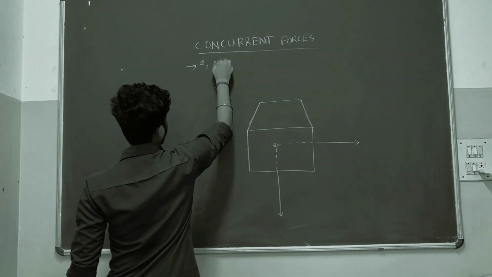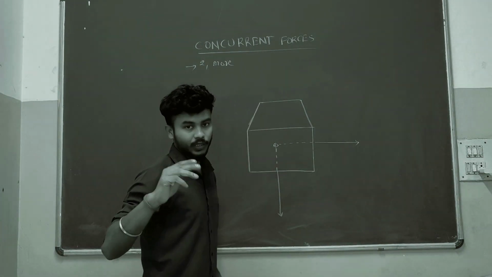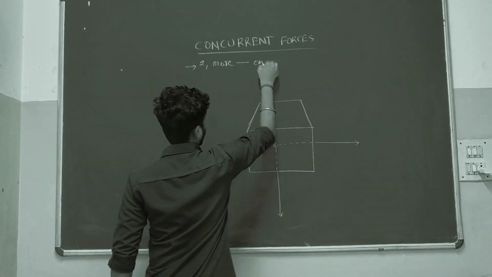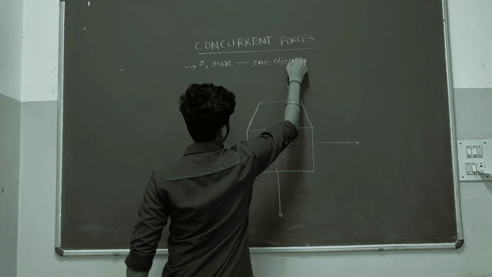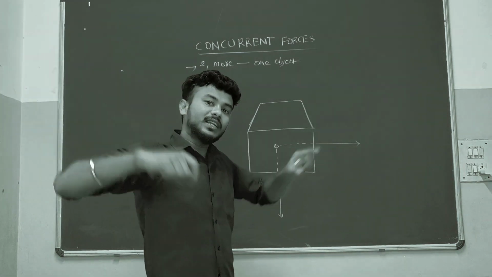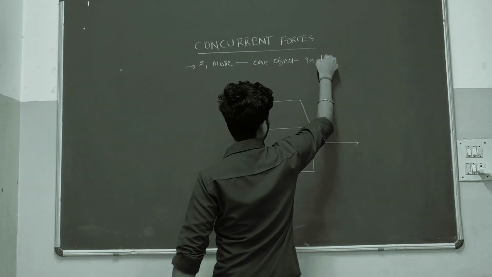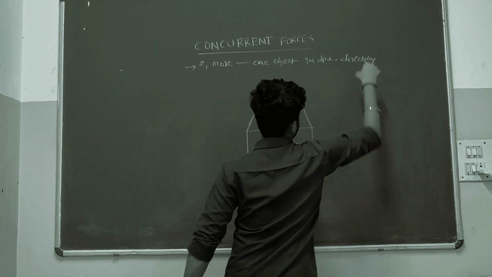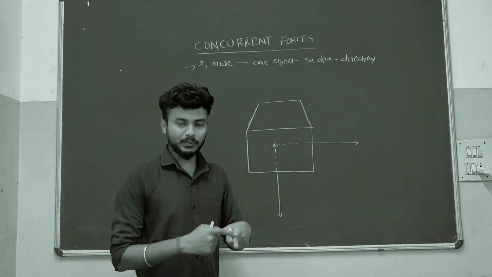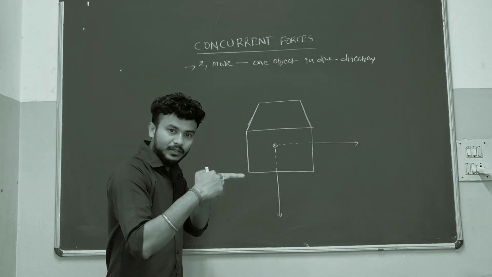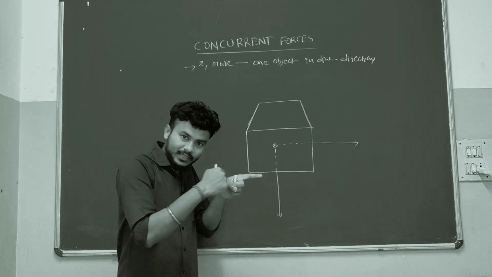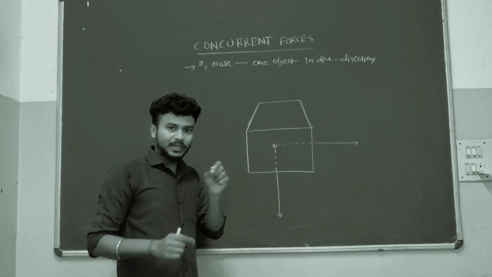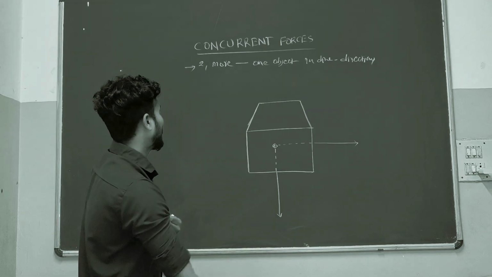Two or more forces acting on one object in divergent directions. Simply we can say it's like perpendicular to each other. One force will go like this, one force will go like this, but the point of application for the two forces will be the same.